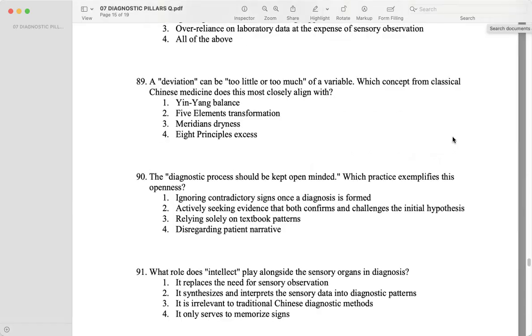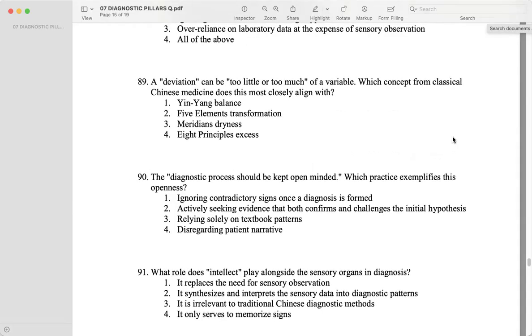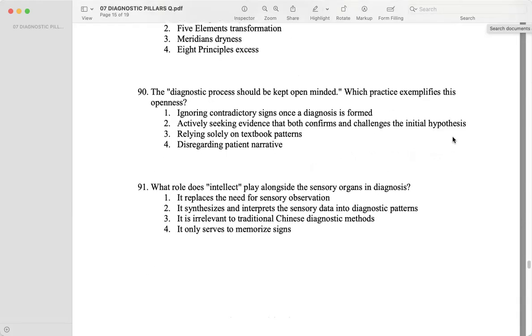A deviation can be too little or too much of a variable. Which concept from classical Chinese medicine does this most closely align with? The yin-yang balance. The diagnostic process should be kept open-minded. Which practice exemplifies this openness? Actively seeking evidence that both confirms and challenges the initial hypothesis.